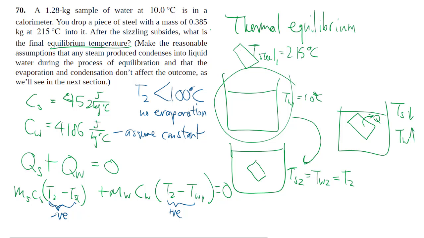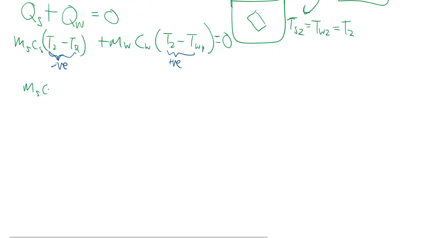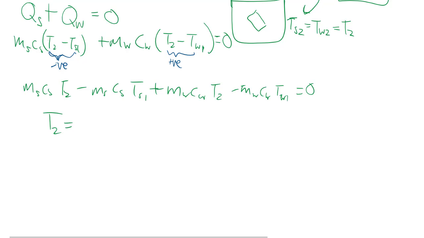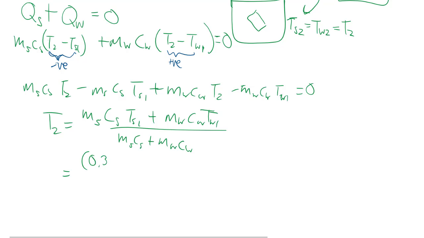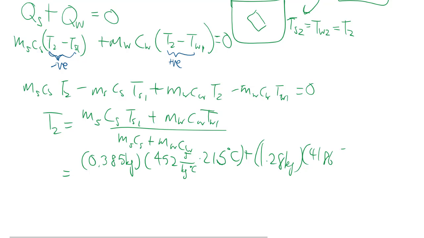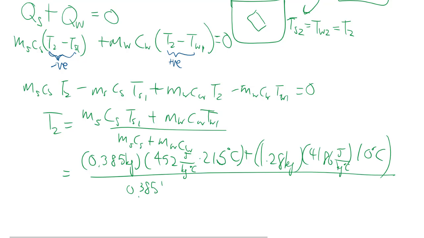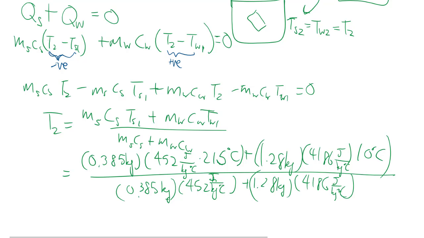The rest is just math, because we have all the numbers. We're just trying to find T2, quickly doing some algebra, expanding terms, collecting like terms, dividing over, and substituting. So it's not a simple average, but a weighted average based on the mass and the specific heat. And so the final temperature ends up being about 16 degrees.